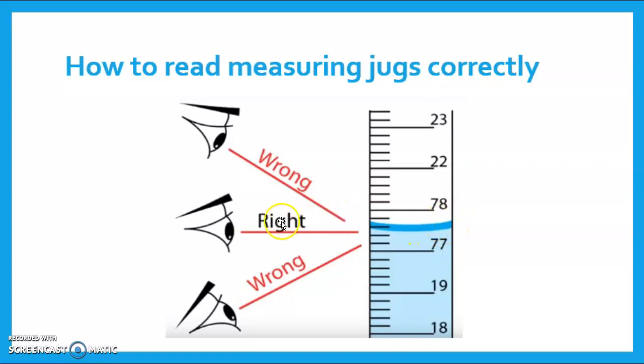You will notice the correct way to record the measurement of water is being at the same level as the meniscus. If your eye level is higher than the meniscus, your reading will be inaccurate because it will appear higher, and if your eye level is lower, it will appear as though there is less water or liquid within the cylinder. So it's very important that your eye is the same level as your meniscus.